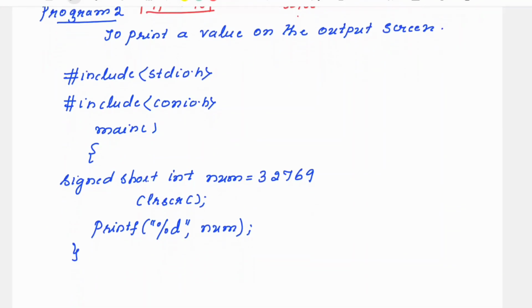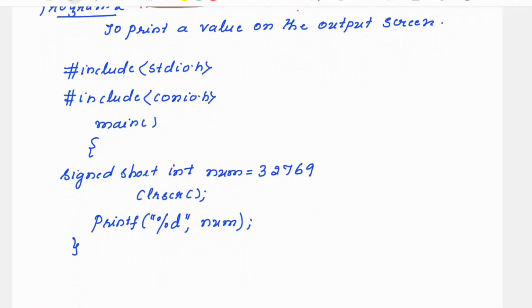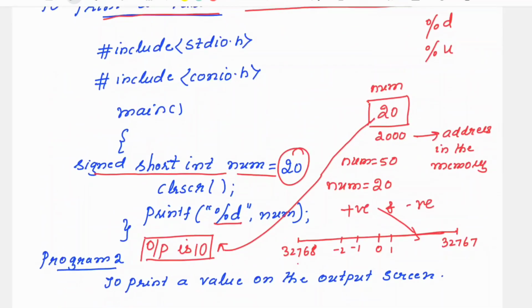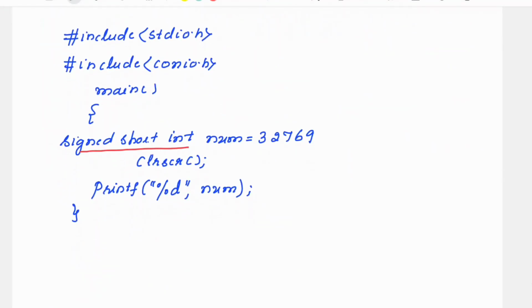So let us go for the second example, that is, program 2 here. The declaration part is signed short int. Here also I have taken the data type as short. Definitely the data type is short, but I have taken it as signed, as in the previous one. Signed means it can accept both positive and negative numbers. Look at the value that I have assigned to this variable. What have I assigned? Num equal to 32769. This is a positive one.